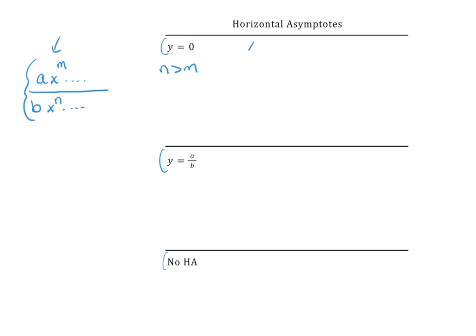So here's an example: (x + 3) over (x^2 + 3x - 28). As you can see, this has degree 1. There's a higher degree in the denominator.